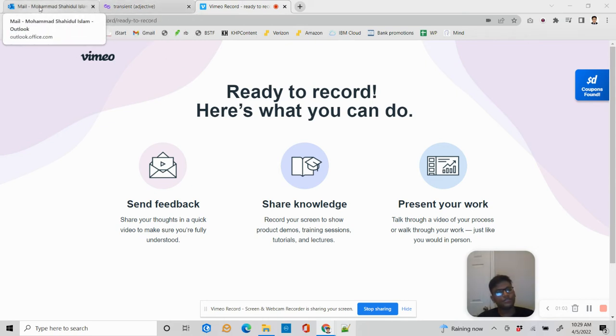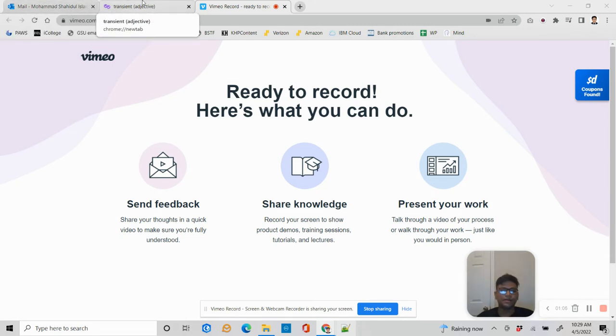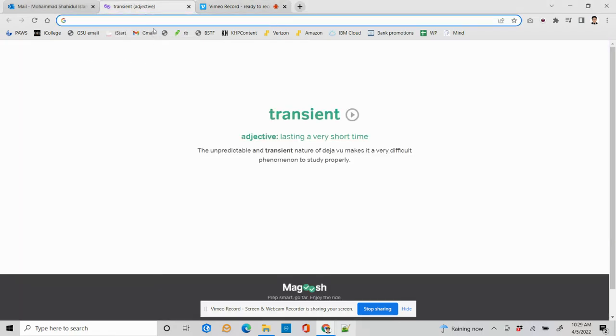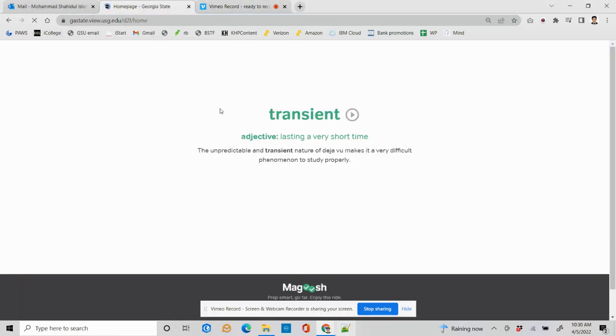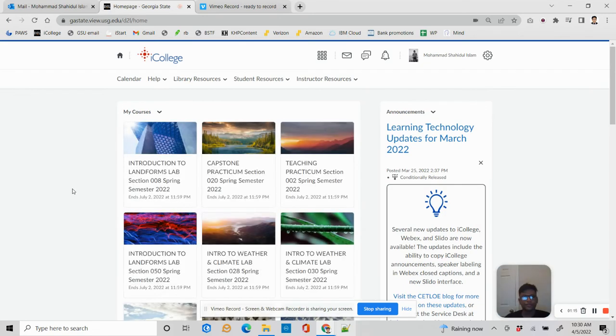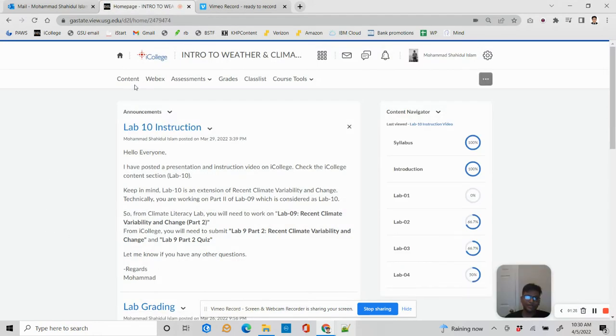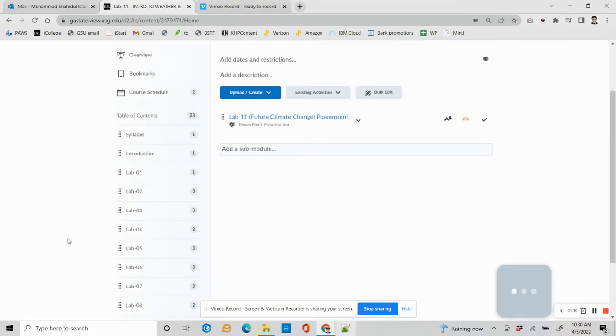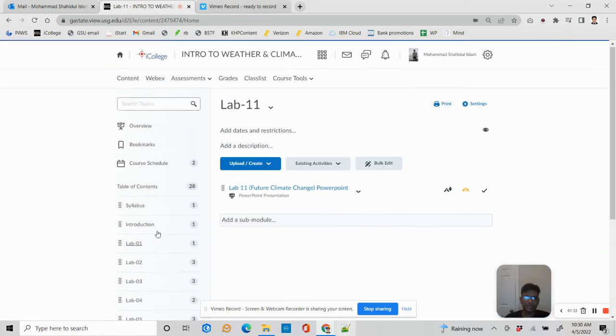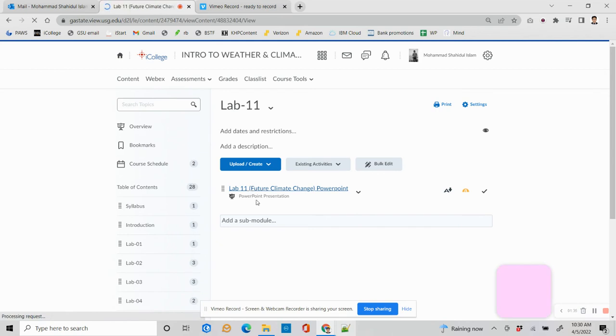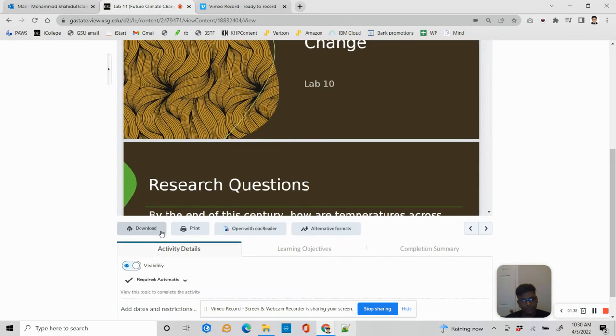So let's start this lab, which is technically lab 11, but you will see it as lab 10. Let me show you. Those who've already attempted lab 9 part 1 and lab 9 part 2, those have been counted as your lab 9 and 10. So lab 11 is this week, and there is the presentation in lab 11. This is the future climate change PowerPoint. Let me download that first.